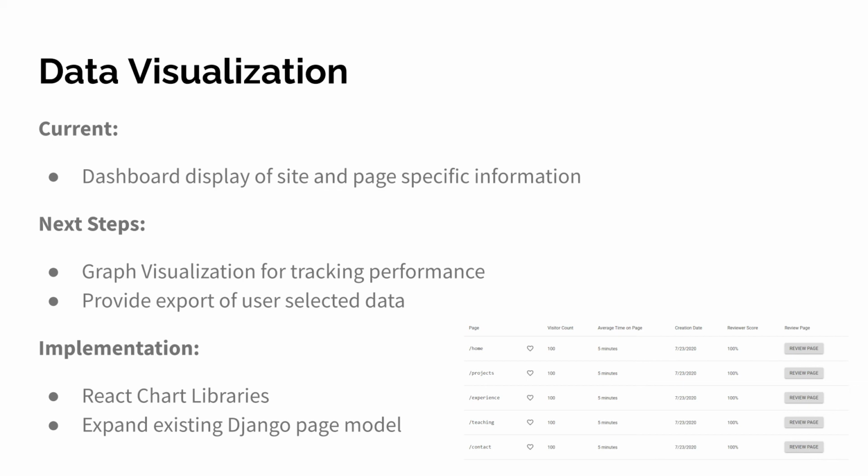Additionally, selected data should be exportable, which would allow for easier use of review. To implement this feature, we need to look into existing React chart libraries to take use of their functionalities and expand our Django page model with a new data field to account for this sequential data.